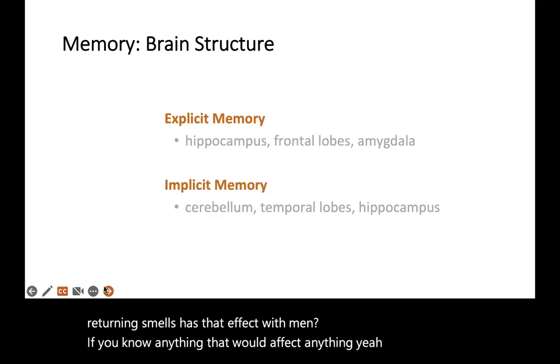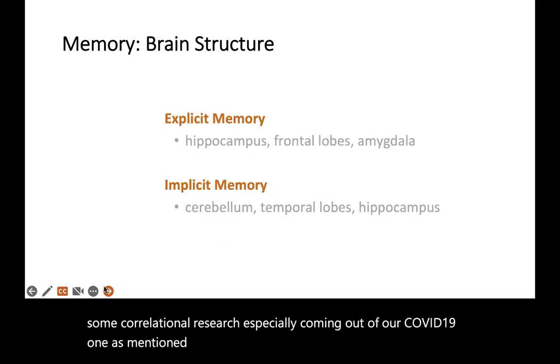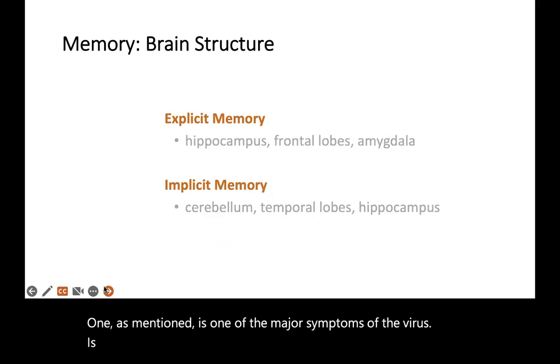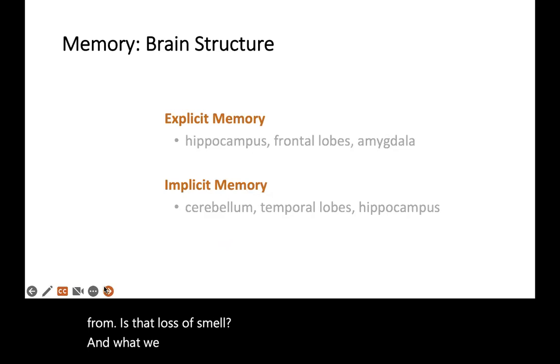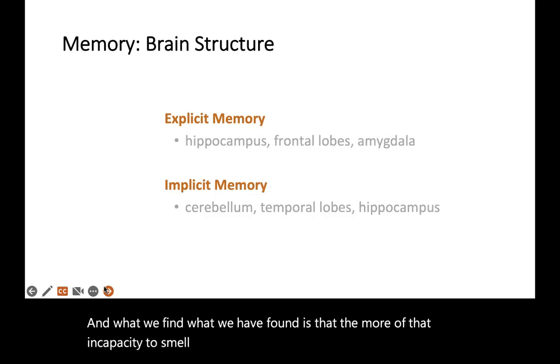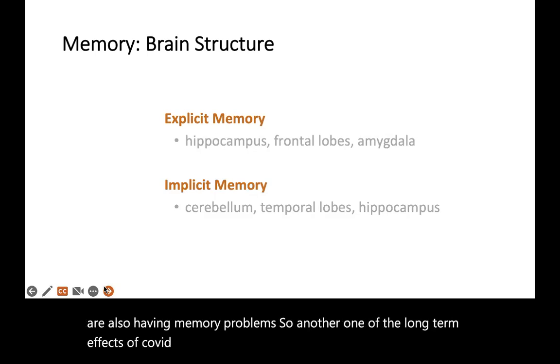Yeah, so there's been some correlational research, especially coming out of COVID-19. As mentioned, one of the major symptoms of the virus is the loss of smell, and that's where a loss of taste of food comes from, that loss of smell. And what we have found is that the more of that incapacity to smell, those are the individuals that are also having memory problems. So one of the long-term effects of COVID is memory loss.